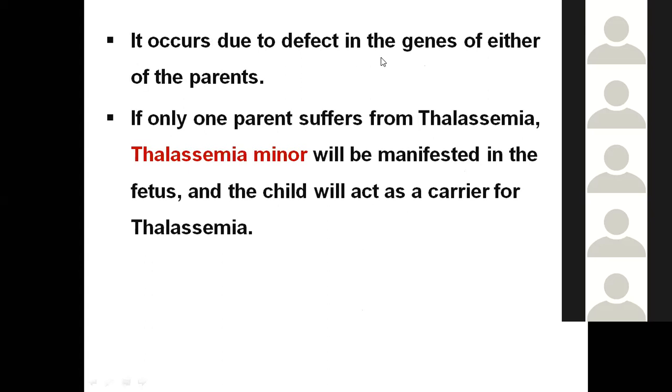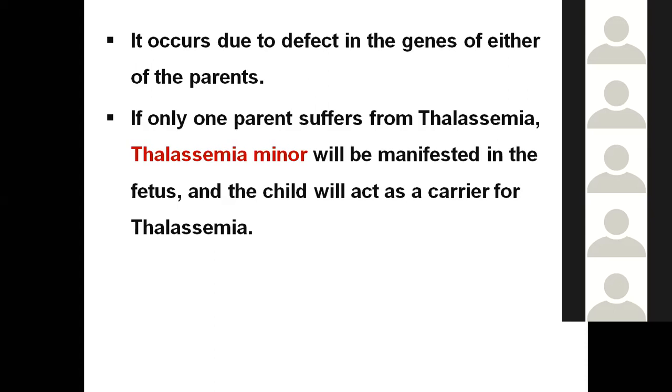Now, the main thing is that it occurs due to a defect in the genes of either of the parents. It can be the mother or it can be the father. If only one parent suffers from thalassemia, thalassemia minor will be manifested in the fetus and the child will act as a carrier for thalassemia. If only one parent is suffering from thalassemia, it's thalassemia minor.